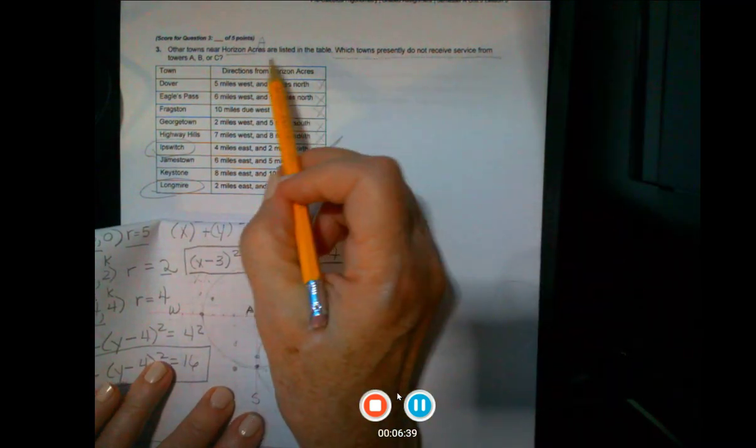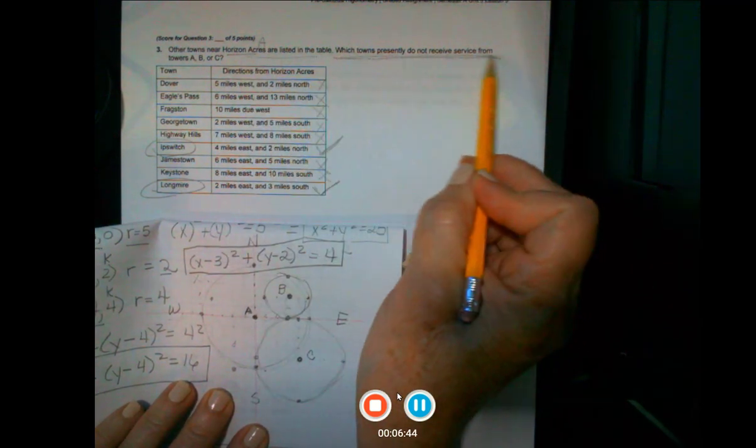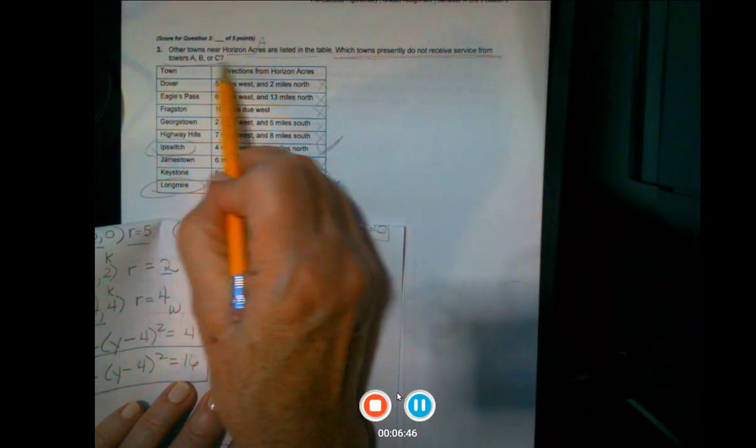Make sure I'm answering this question right. Other towns listed. Which towns do not receive service from powers A, B, or C? So all of these that I put X's on are the ones that I need to list that do not receive service. These are the only 2, Ipswich and Longmire, that receive service.